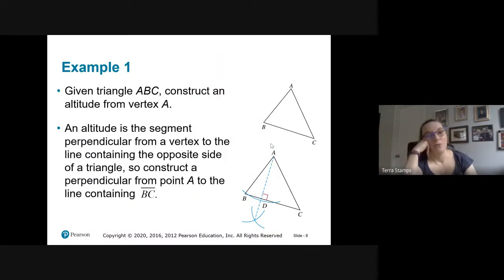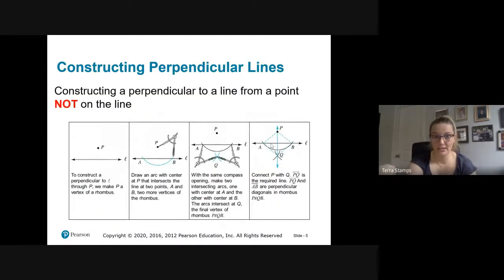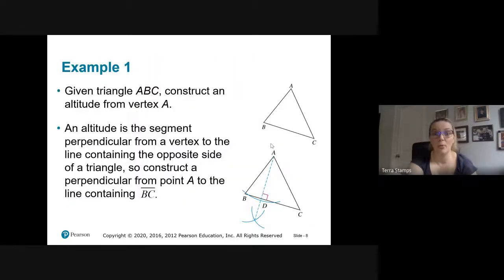All right, example 1, given triangle ABC, let's construct an altitude from vertex A. That's just a perpendicular. So when we say an altitude, we mean that perpendicular from point A through BC. This is a construction of constructing a perpendicular line from a point not on the line. So it's just this construction right here. We just happen to have a triangle. The point not on the line is point A. So we're going to construct a perpendicular to BC that goes through point A. That will be our altitude.